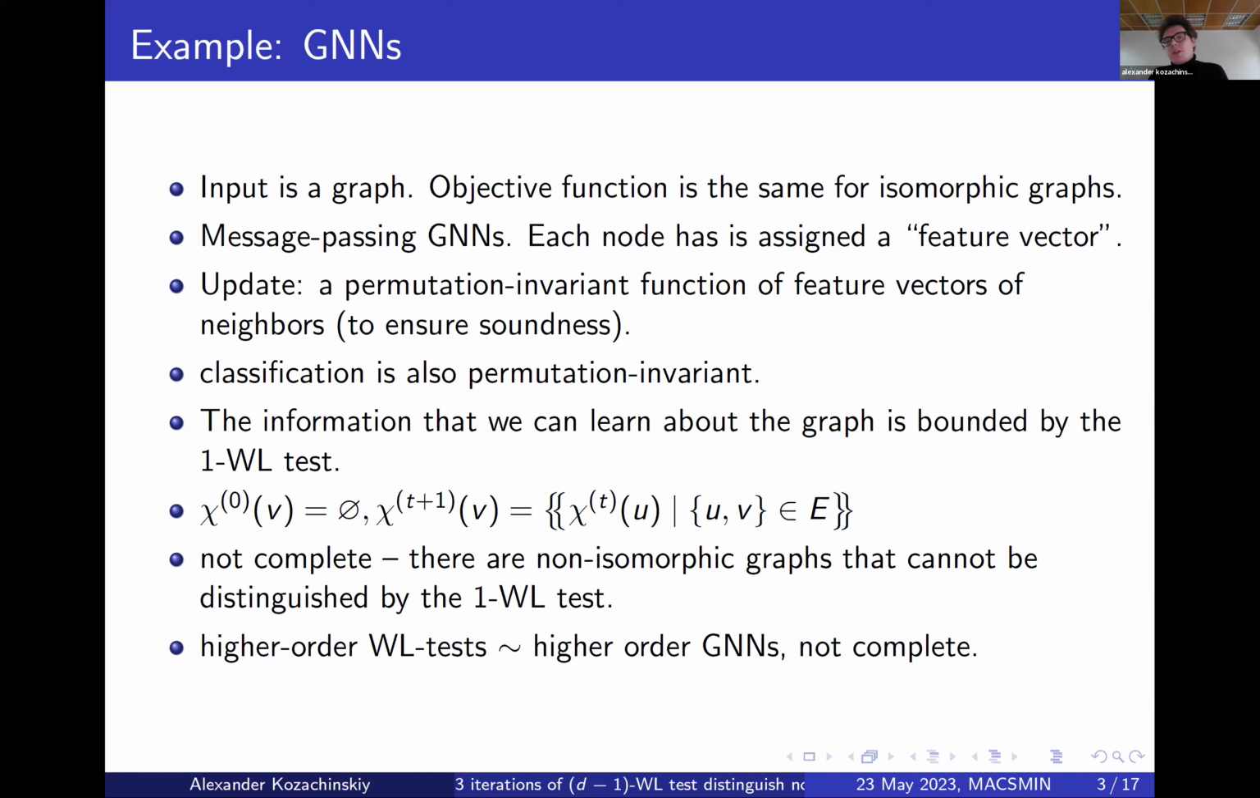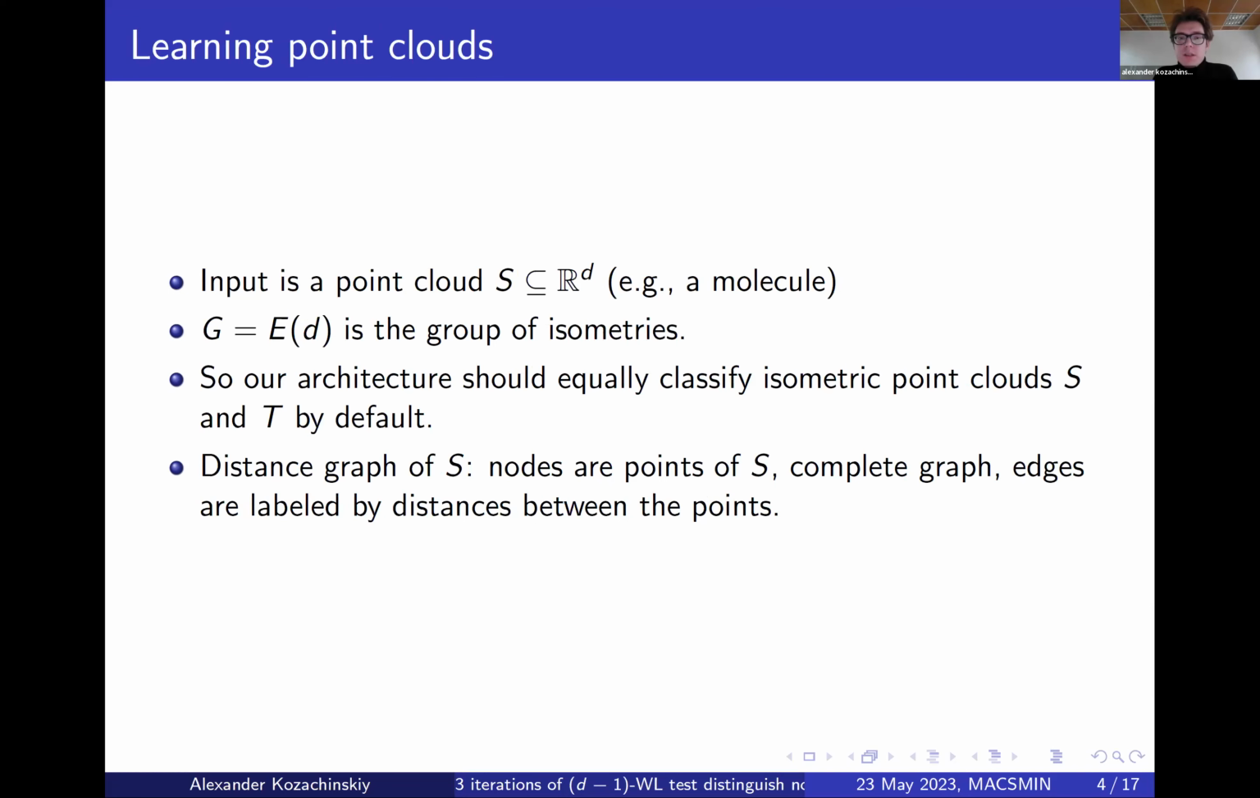But then there is a big literature on this Weisfeiler Lehman test. There are higher order Weisfeiler Lehman tests, and people proposed higher order graph neural networks that are equivalent to them. But of course, there is a problem that we don't know a polynomial time algorithm for the isomorphism problem. So it's hard to propose some message passing graph neural networks that will be complete because of this problem.